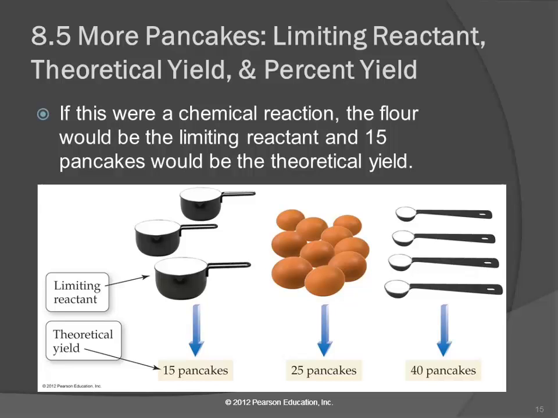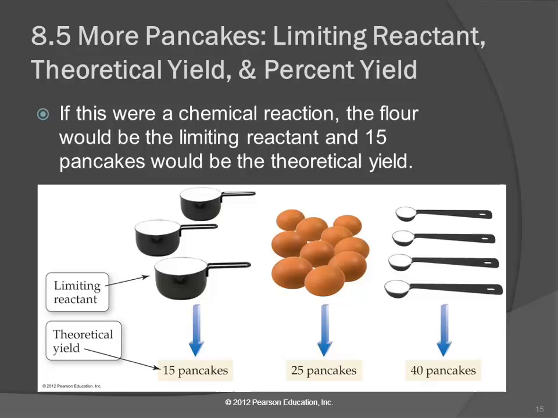So if it were a chemical reaction, we would say that the flour is the limiting reactant, because the flour would allow us to make 15 pancakes, the eggs would allow us to make 25, and the baking powder would allow us to make 40. We can only make the smallest amount. So that's the limiting reactant. The limiting reactant is the reactant that limits production. Okay? The theoretical yield is how much you could make given your starting quantities, provided that everything went perfectly.